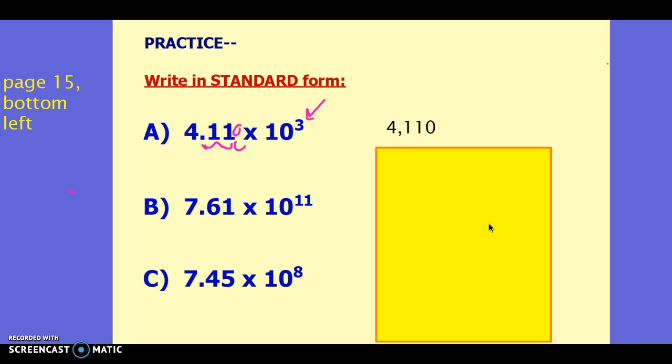Remember, scientific notation starts with a number between 1 and 10, and then it's times 10 to a power. Again, this has to be a number between 1 and 10. Let's look at our next example of going the opposite direction.